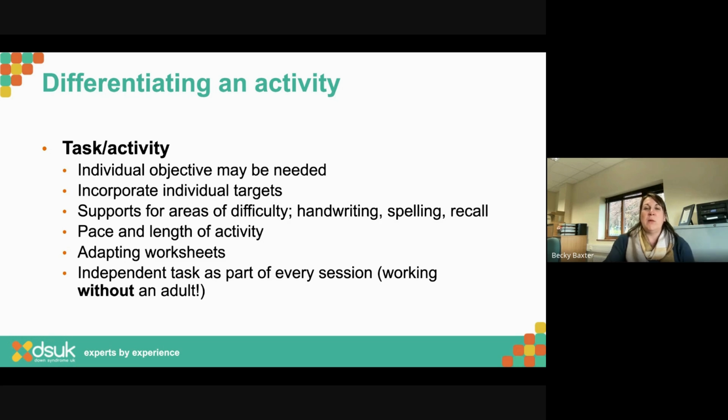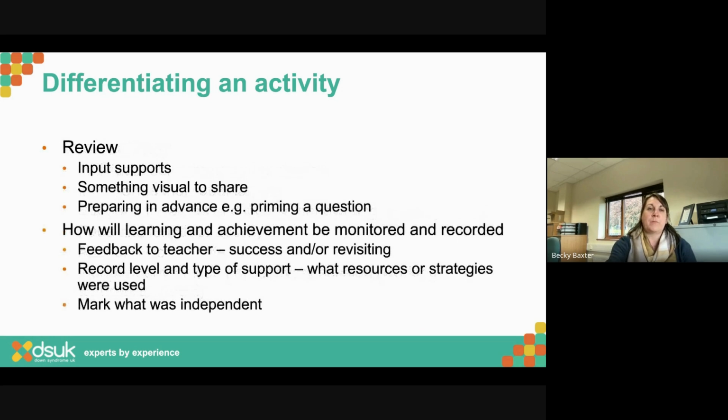Then I want to be thinking, right, which part of this lesson is the independent part? What is it I want them to be doing without an adult sat alongside? And when we think about coming back for the review, lots of those input supports are going to be the same. I want something visual to share. I want to show my work. I want to have something concrete there, even if it's a photo for me to show because I did something practical.